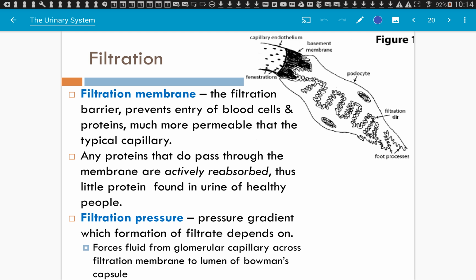Okay, so a little bit more about the filtration membrane. We've talked about this briefly before, and this is the glomerulus.